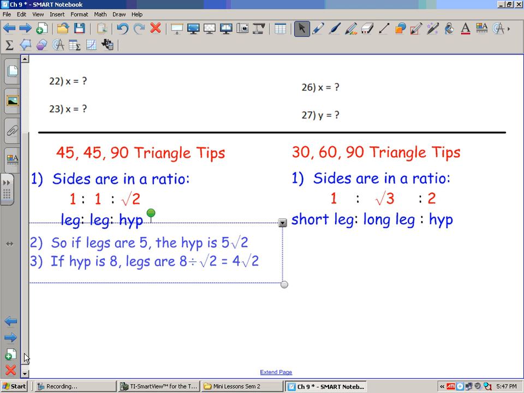So if the legs are 5, the hypotenuse would be 5 root 2. And then conversely, if the hypotenuse was something, in this case 8, the legs are 8 divided by root 2, or 4 root 2. Okay?